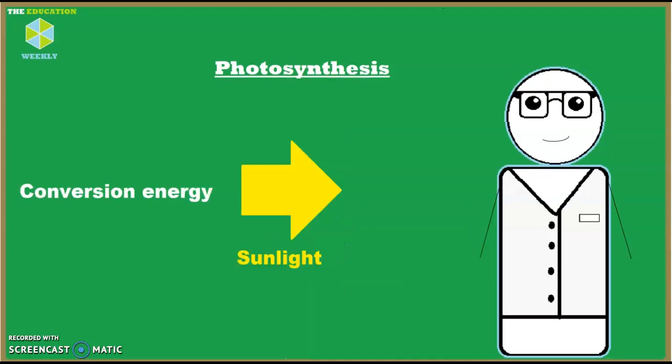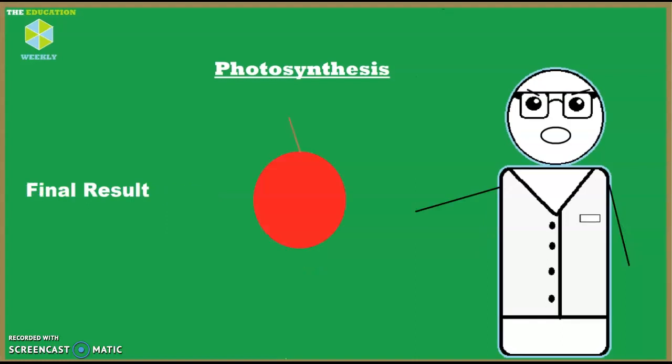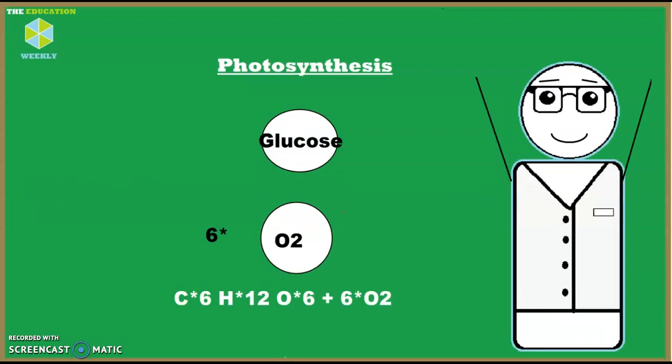Our conversion energy is sunlight. You can't really break this down much. And you can't break it down into molecules, so we just leave it as sunlight. Our final result is an apple. Wait a minute, that's my lunch. Okay, let me fix that. Okay, so our final materials are glucose and 6 oxygen molecules.